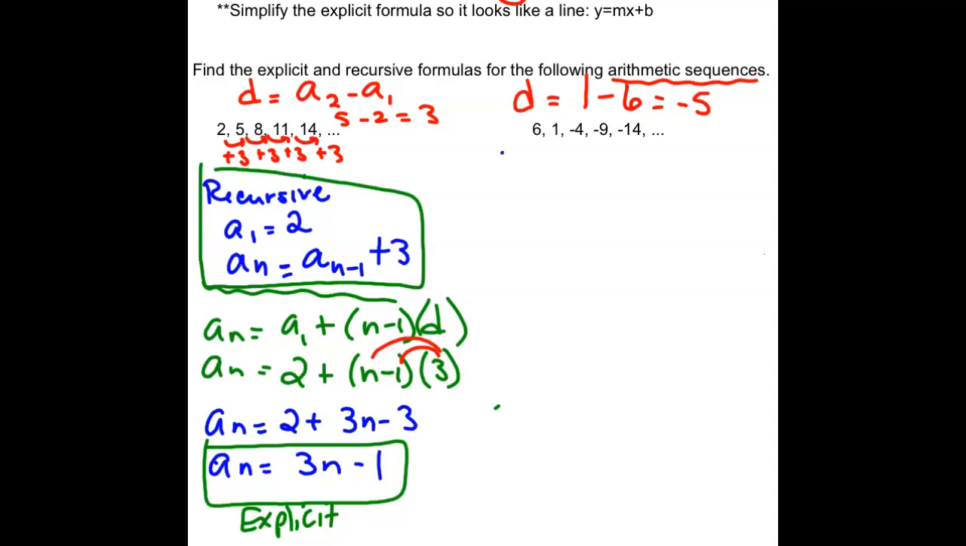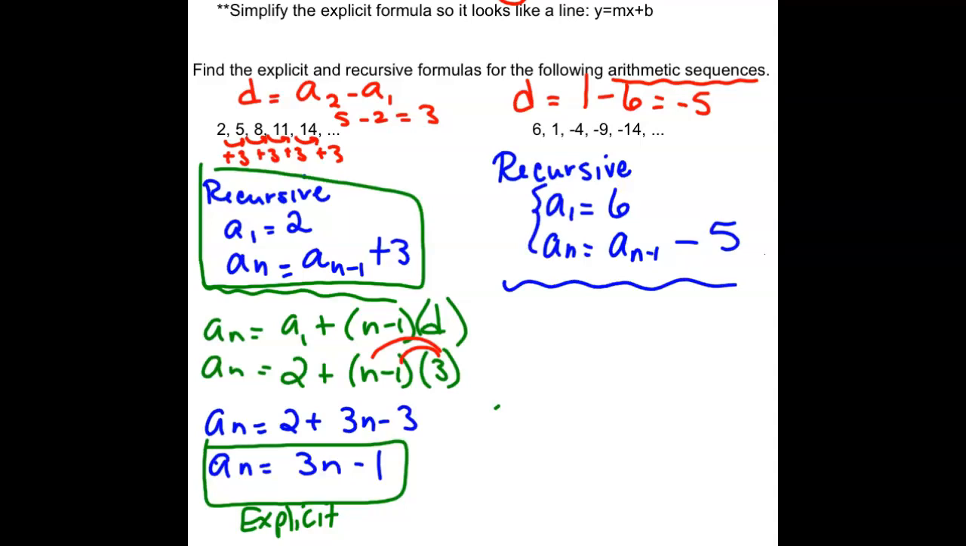So my recursive rule says my first term is a 6, and all the terms after that are going to be the previous number minus a 5, or plus a negative 5, either way. Okay?